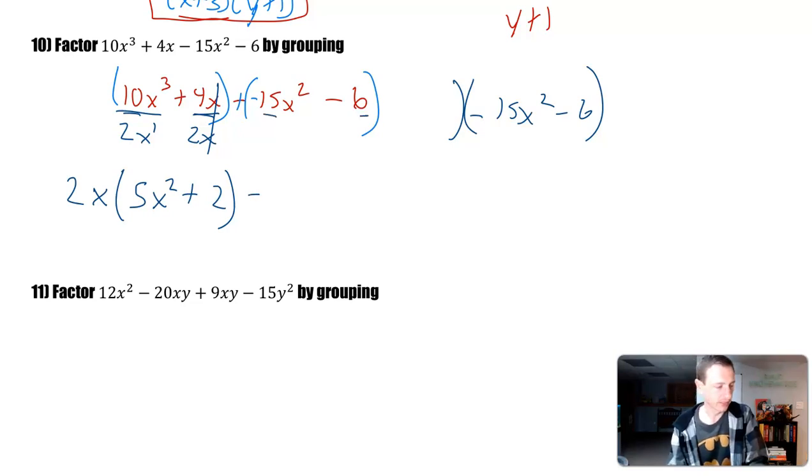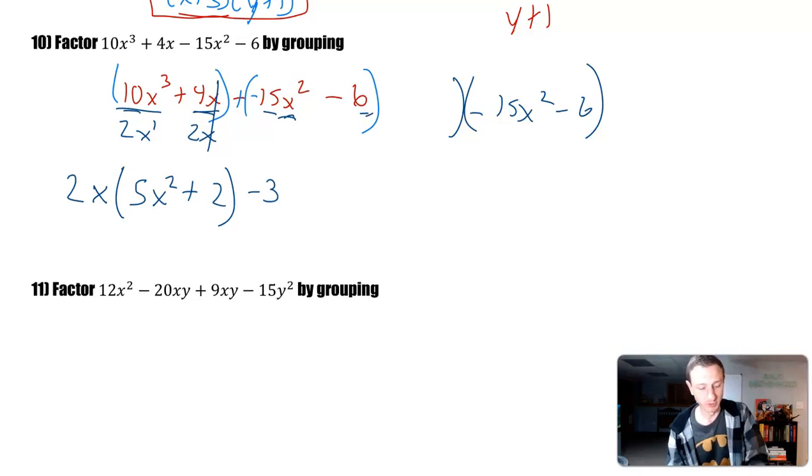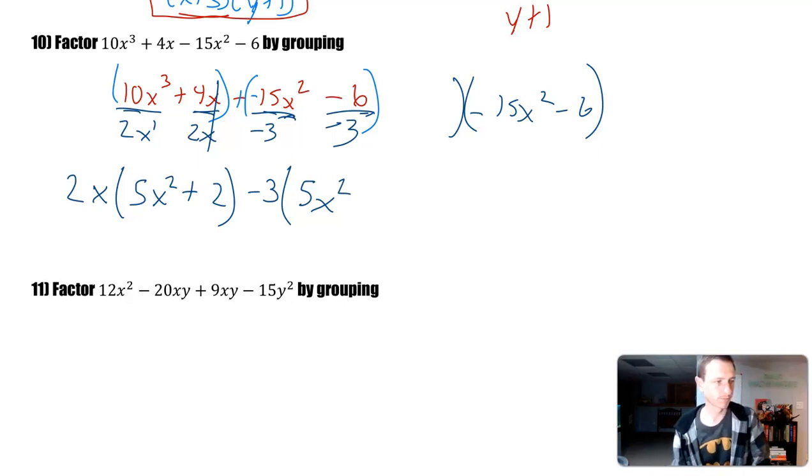15 and 6. I could take out a 3 because 3 goes into 15, 3 goes into 6. So I'm going to take out 3. And I can't take out anything with the x's because this is x to the second. This doesn't have an x. So I'm just taking out negative 3. So I'm dividing each term by negative 3. Negative 15 divided by negative 3 is positive 5. And then we're still left with that x squared. Negative 6 divided by negative 3 is positive 2.